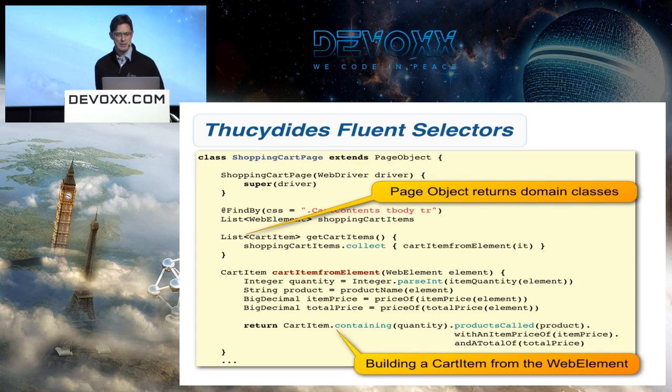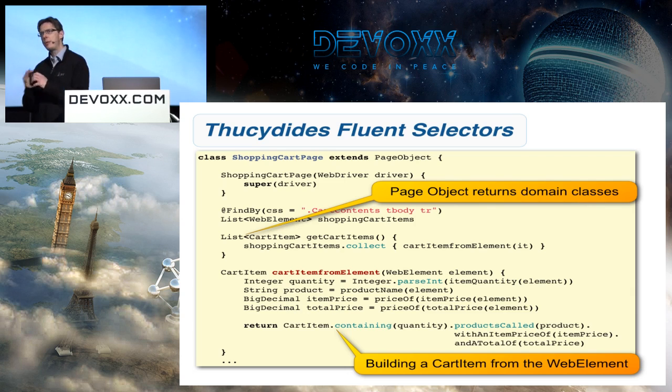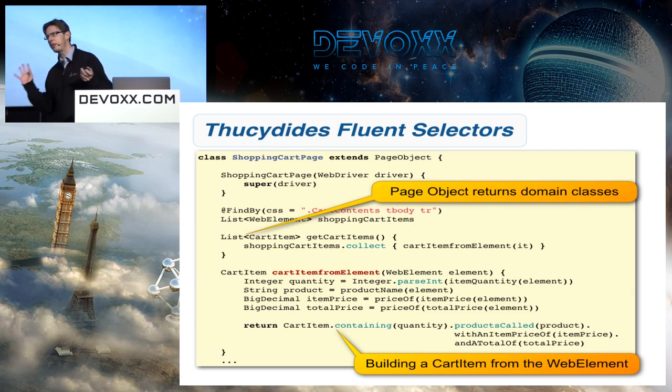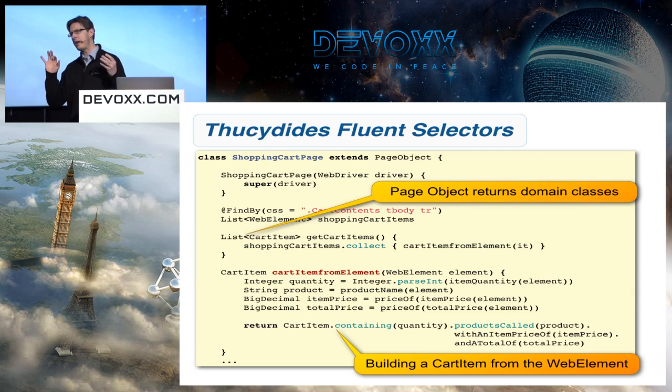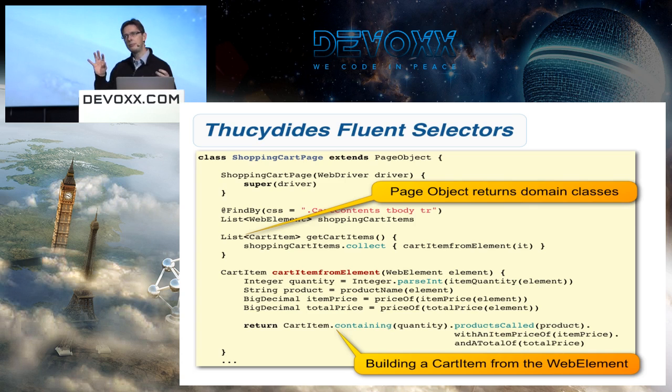So one important thing that you need to know about page objects. Page objects, like I said, are APIs for your user interface. They encapsulate the logic, the HTML logic inside your page, and they present an API which should be in terms of POJOs, typically.